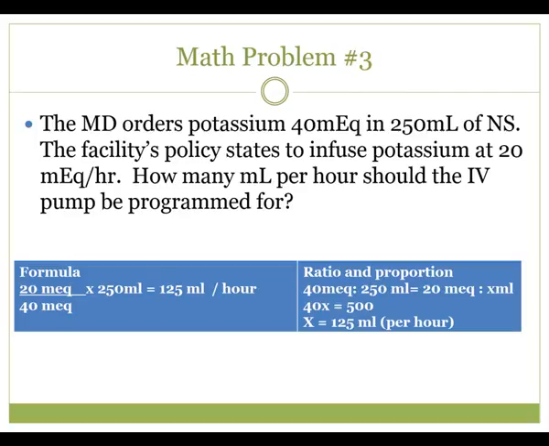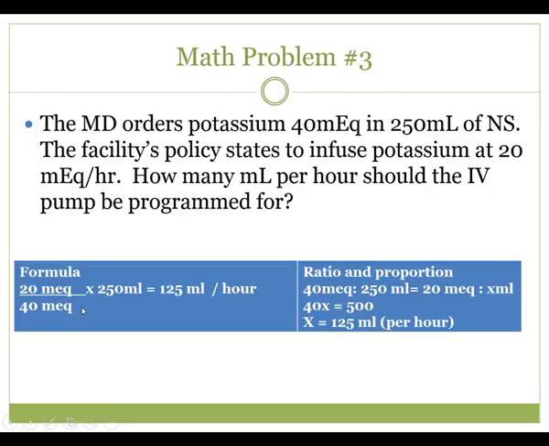Well, despite the fact the doctor ordered 40 milliequivalents, the policy says we can only give 20 milliequivalents per hour. So really 20 milliequivalents is our desired dose at this point if we need to figure out how much we can give per hour. So that's the formula here. 20 milliequivalents is our desired dose because we want to give 20 milliequivalents an hour.